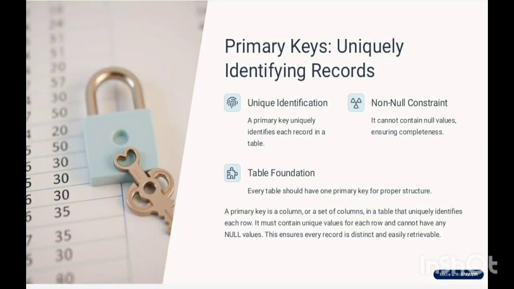A primary key is the main identifier for each record in a table. It must be unique. No two rows share the same value. It cannot be null, so every record is guaranteed an ID. Every table should have exactly one. For example, in a user table, an ID column, often an auto increment integer, is the classic primary key. This ensures each user is uniquely addressable by our application.